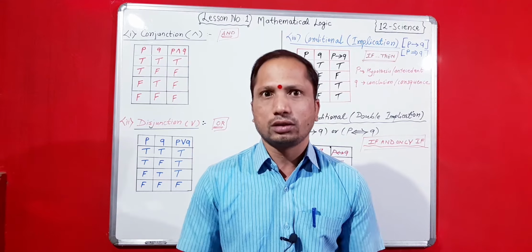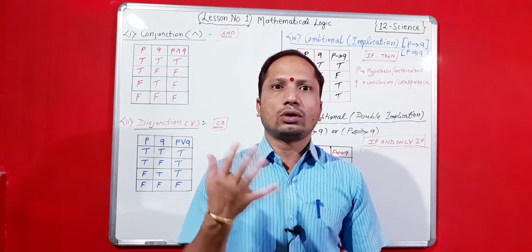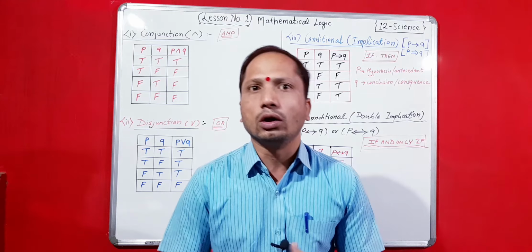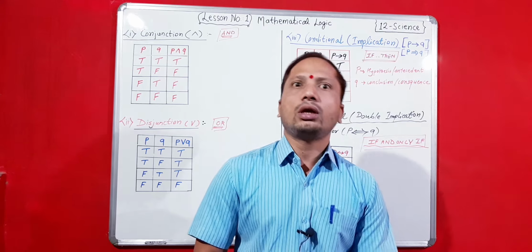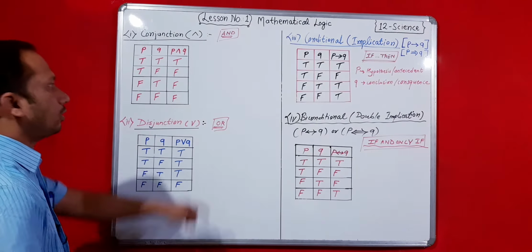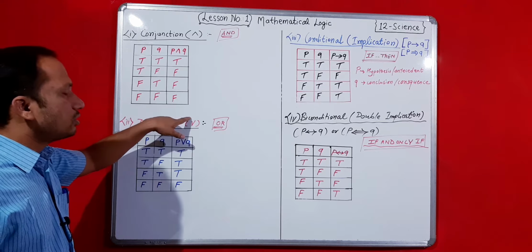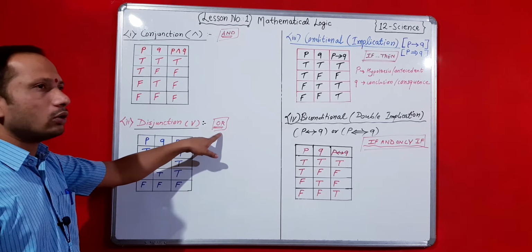I will take this type of statement. When I join two statements by "or", at that time I will use V. That is the symbol to join with "or". This is V, disjunction, known as disjunction. V is used for "or"; it means "or".